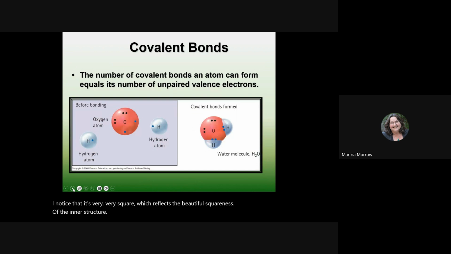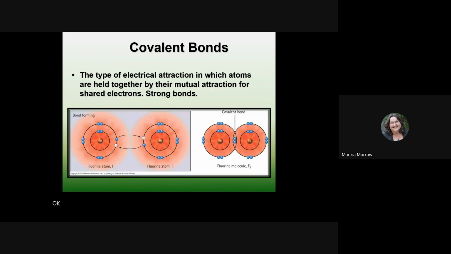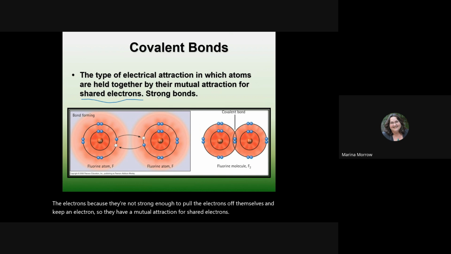Okay, so the covalent bond is where atoms have to share the electrons because they're not strong enough to pull the electrons off themselves and keep an electron. So they have a mutual attraction for shared electrons. And these form stronger bonds. Sodium chloride, you can dissolve that with water. But materials that have covalent bonds usually are not going to just dissolve in water.